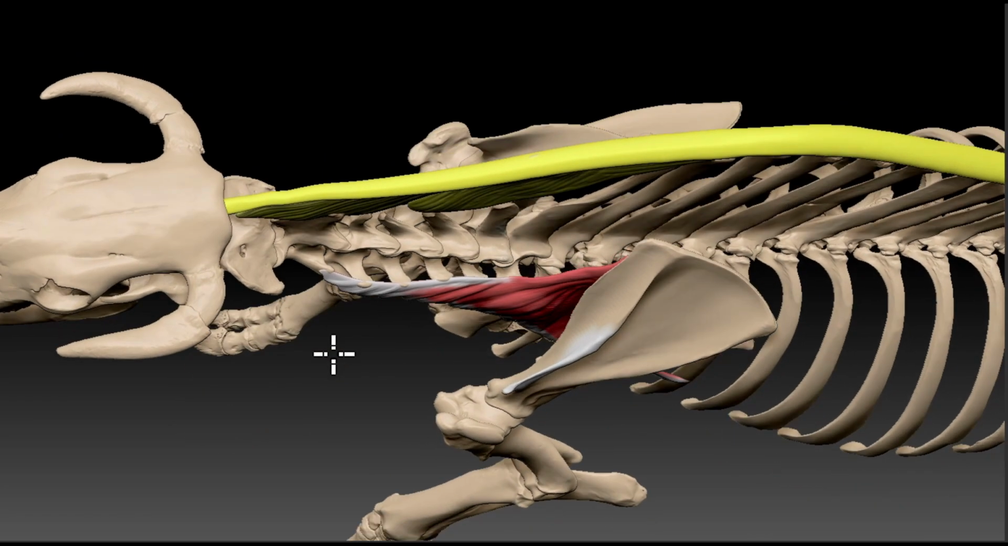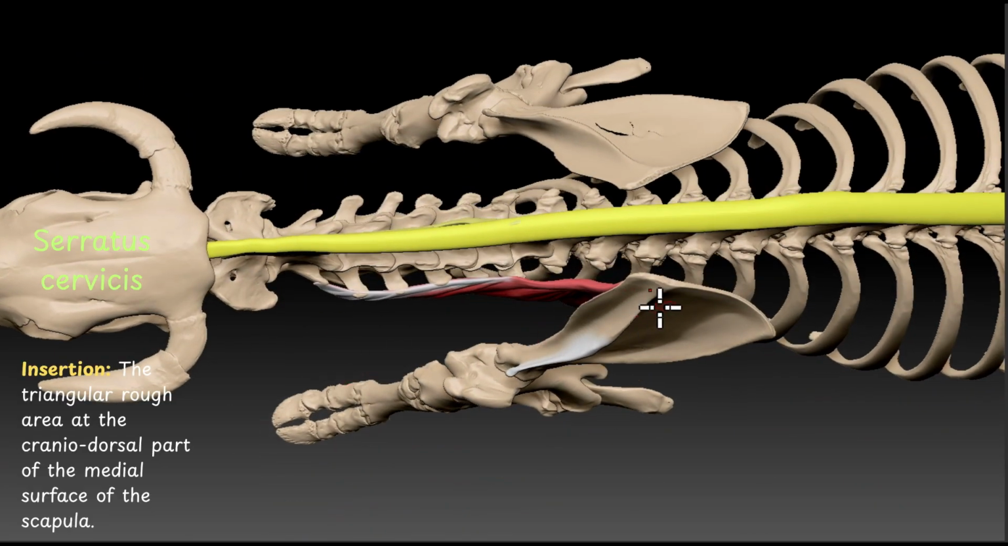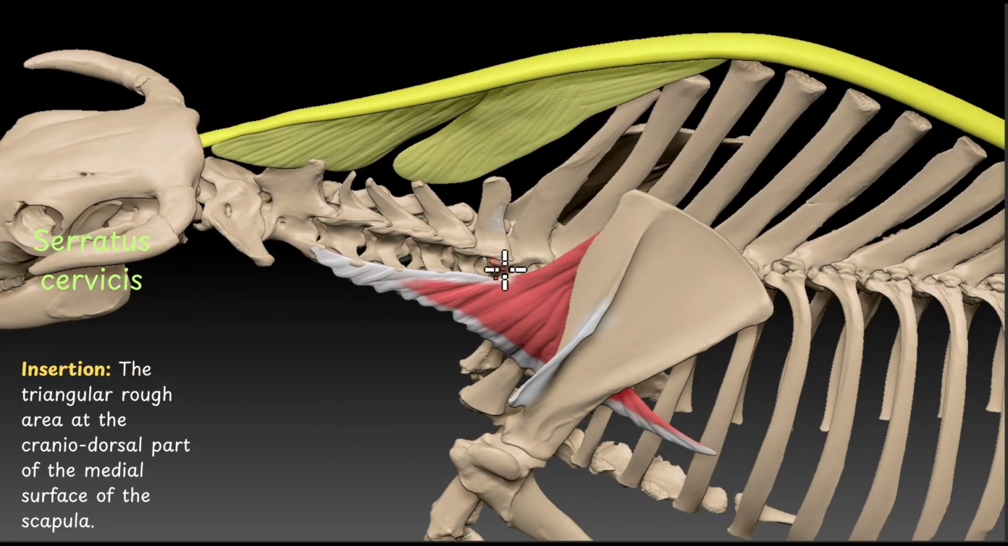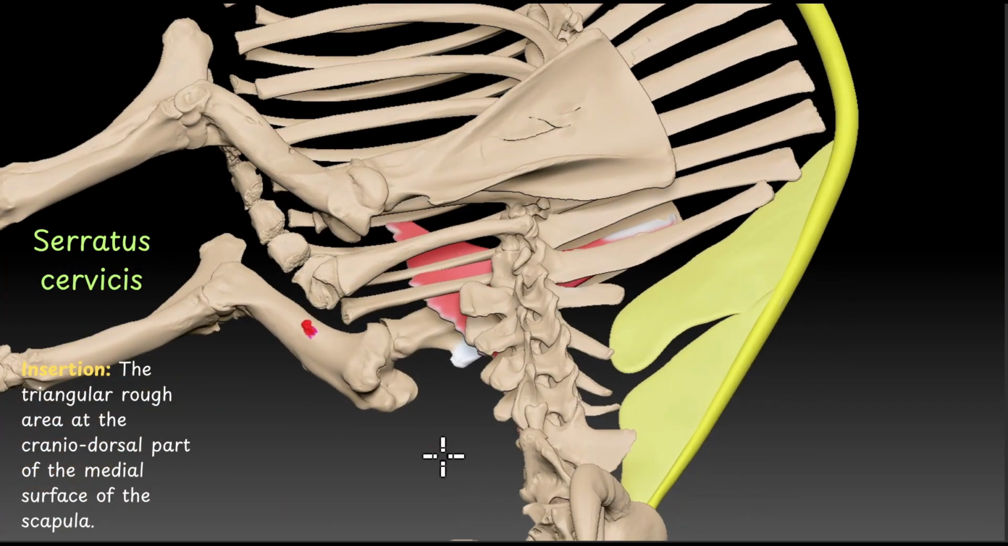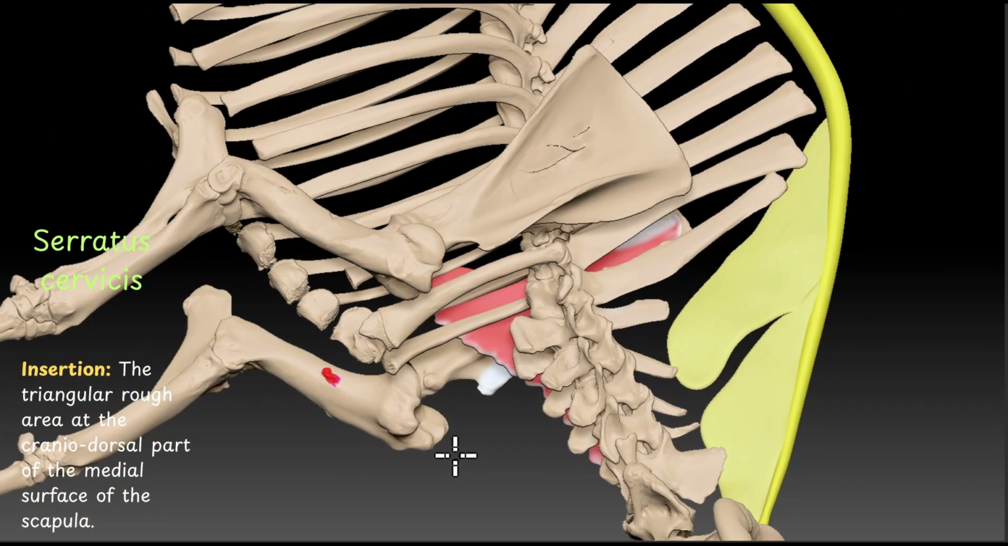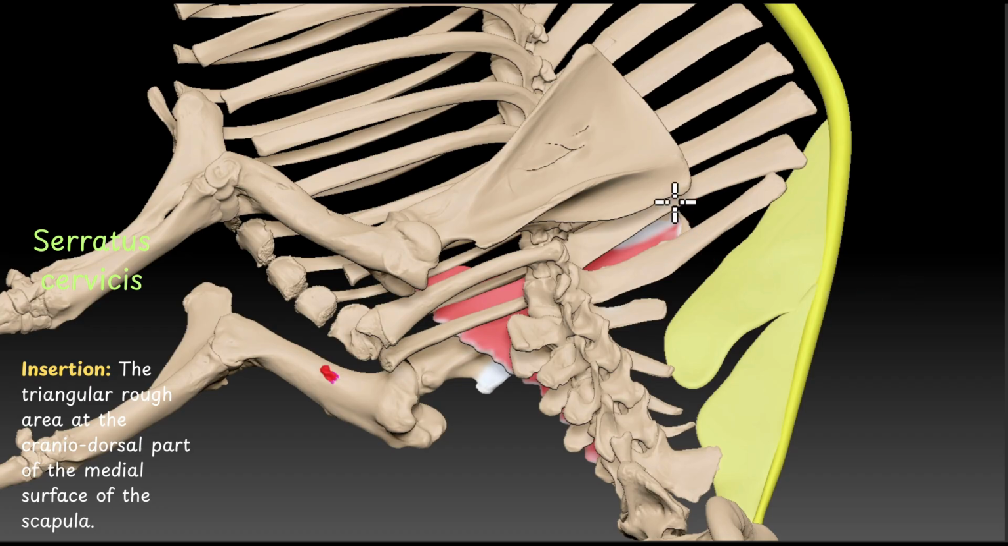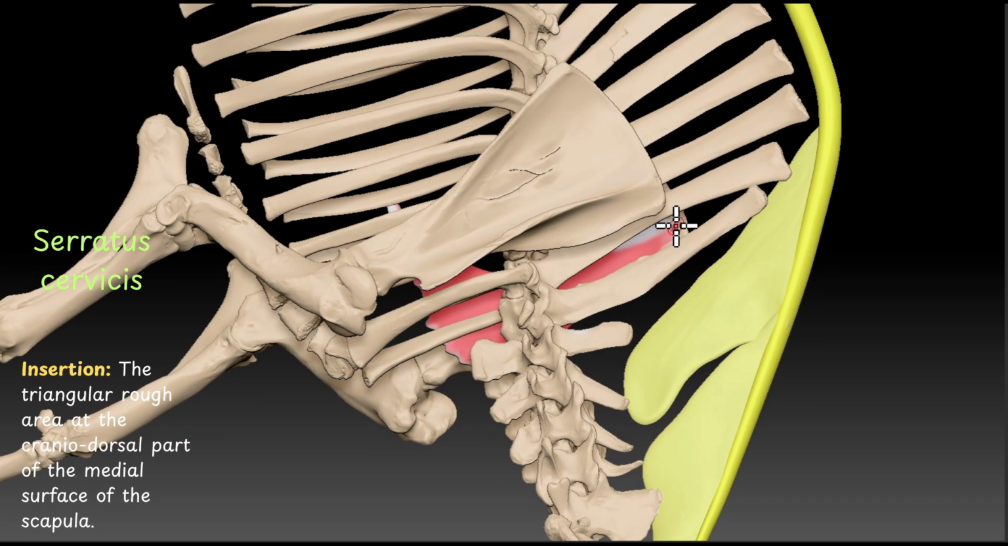Insertion. If you see the insertion point, from this angle you can see this is the lateral aspect of the scapula. At this region on the opposite side the muscle inserts. You can clearly see if I rotate it somewhat. So this is the area, the craniodorsal aspect of the medial surface of the scapula.